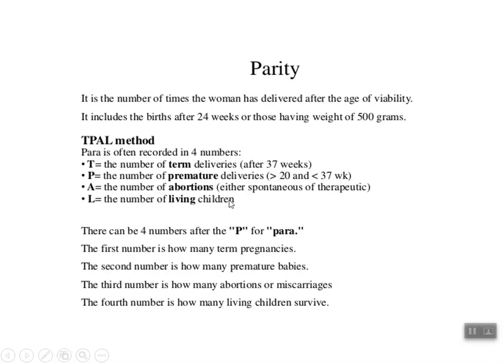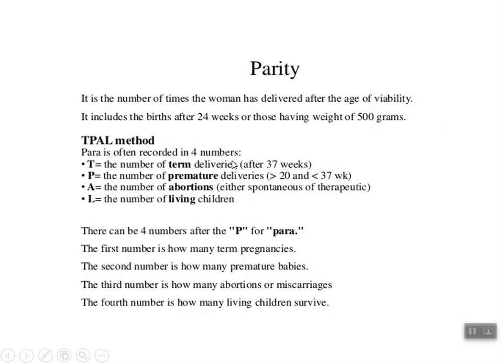Next is P. It is the number of times the woman has delivered after the age of viability. The age of viability differs as per the country's status. So when the woman continues a pregnancy after the viability age, after 24 weeks, or the baby weighs more than 500 grams, then she is known as having parity. That is TPAL.